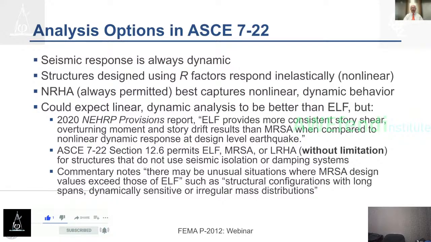The caveat here is this study and other studies do find the ELF to be conservative, but you probably could somehow dream up a building where modal response spectrum analysis could identify something that ELF misses. And so there's just that caveat kind of hanging out there. We're not suggesting that you stop using modal response spectrum analysis, but know that it is less conservative than ELF.